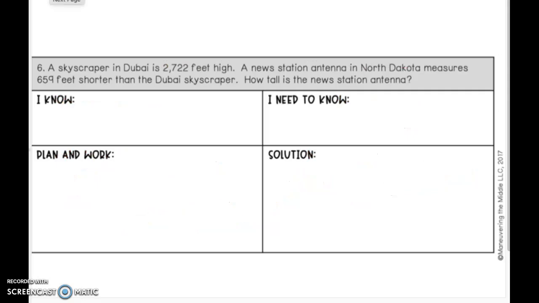Number 6, our last one for the lesson. A skyscraper in Dubai is 2,722 feet high. A news station antenna in North Dakota measures 659 feet shorter than the Dubai skyscraper. How tall is the news station antenna? So, in order for us to know that, we know that Dubai, theirs is 2,722, and North Dakota is 659 feet shorter.